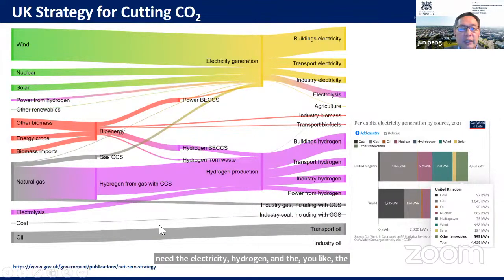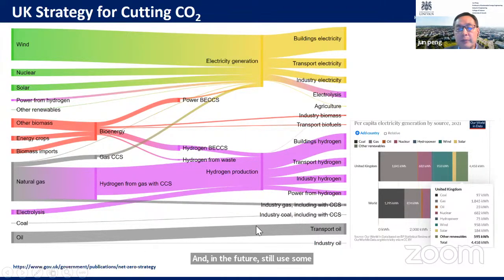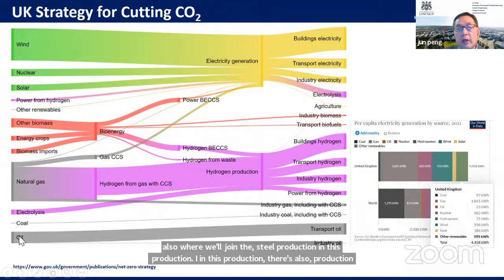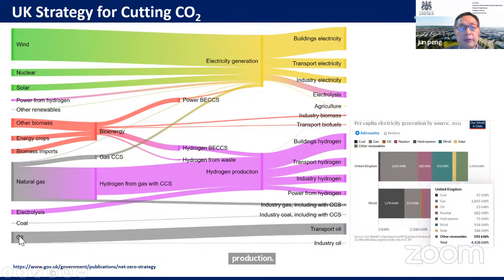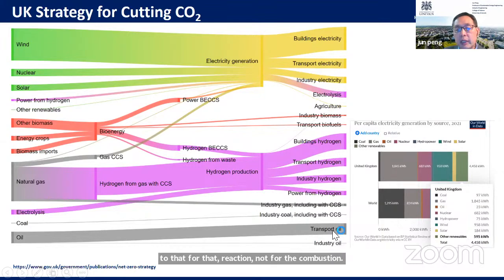The industry in the future will still use some coal, like for steel and iron production. That will also join with CCS to get net zero. And some fossil fuel use is actually oil or lubricant, not for reaction or combustion. So for this part, fossil fuel will still cause CO2 or greenhouse gas emission. This is just oil for lubricant. So that's how by 2050 the UK will run its power supply, energy supply and energy consumption.